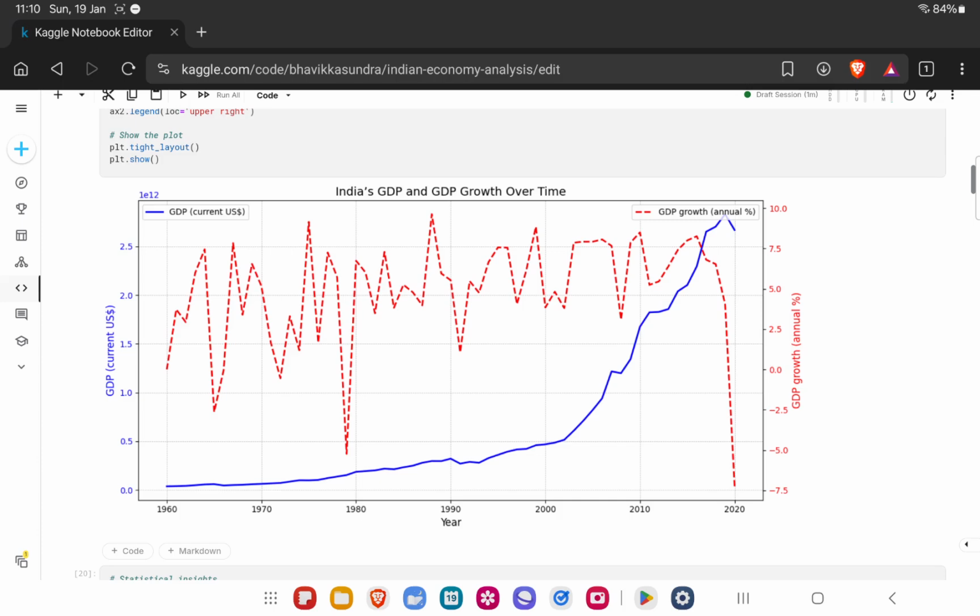So in the red there is GDP growth, and in the blue there is GDP. The GDP in the 60s has been nearly constant till the 1990s, and then it shoots up rapidly. So are there any anomalies? There is an anomaly in 1965, when there was a war between India and Pakistan. So there is a negative GDP growth in that part.